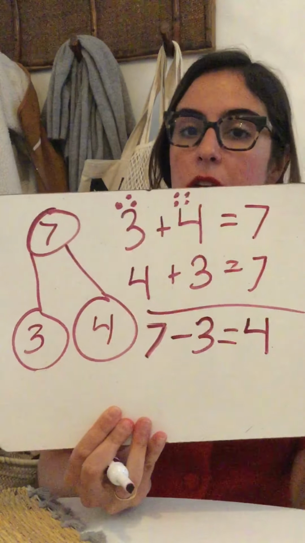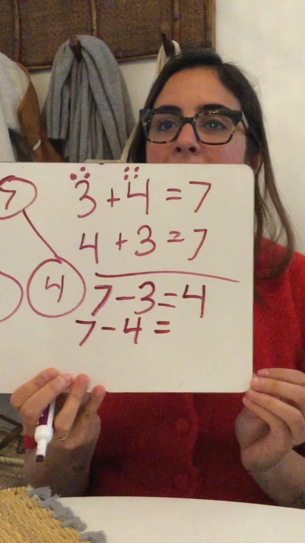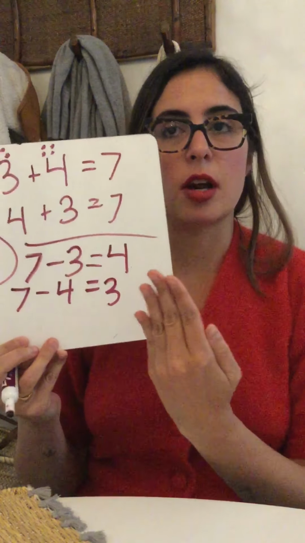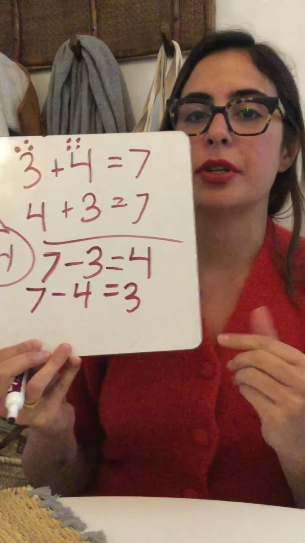And if we flipped our parts around, we still need to keep our whole number. So our whole number, we always start with that. We're going to keep our 7. We're going to take away 4. And we would be left with 3. So we're changing the order that our parts come in with our number sentence, but not changing our actual numbers.